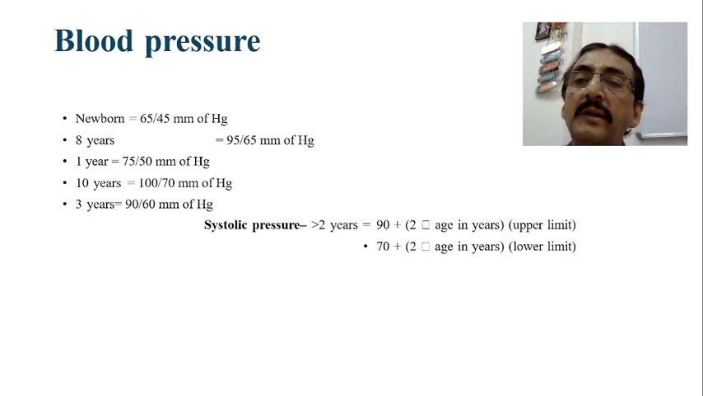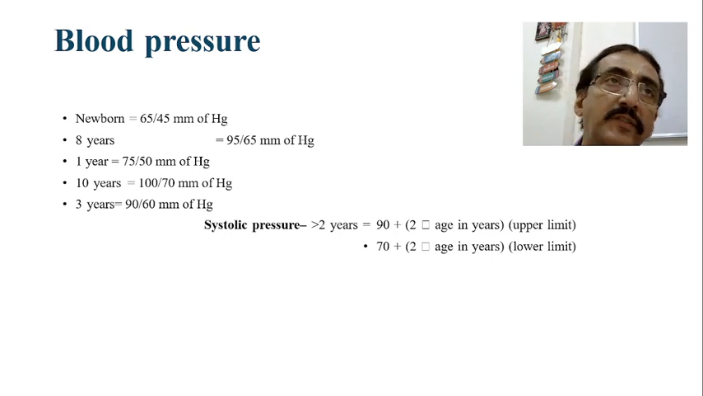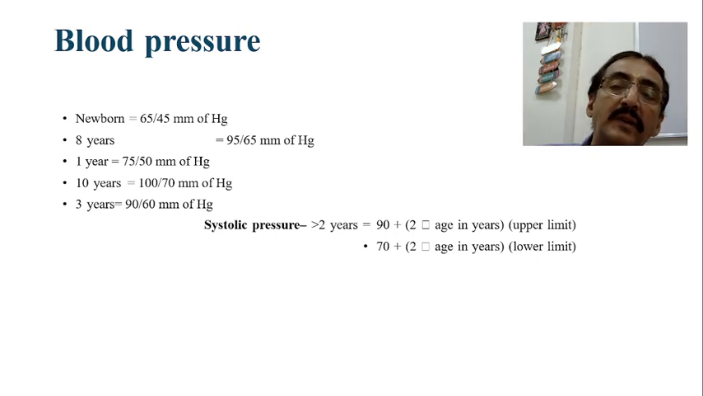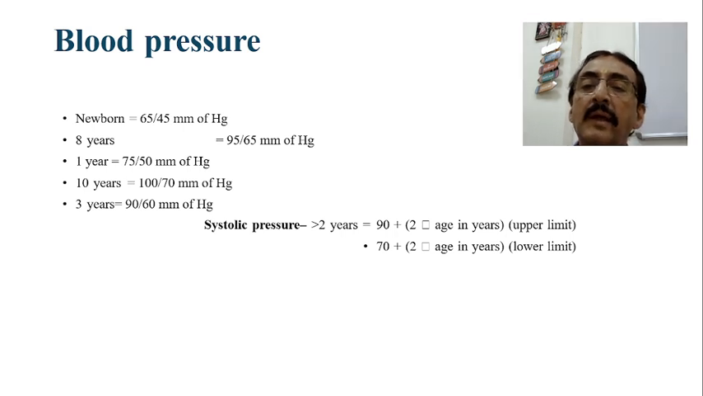Talking about the blood pressure, in the newborn, the blood pressure is somewhere around 65 by 45 mm of Hg, exactly half that of the adults. By 8 years, it will be 95 by 65. By 1 year it will be 75 by 50, and by 10 years it will be 100 by 70 mm of Hg. By 3 years it will be 90 by 60. So the order is a little irregular.